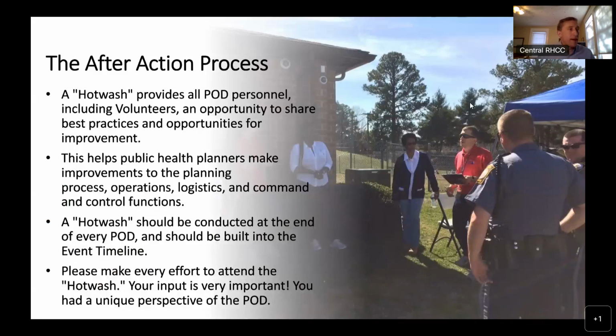And then you have the after action process. And I would really just like to stress here that if you are attending a pod, the after action meeting or the hot wash should be included as part of the event timeline. And I'll just ask that you make an effort to schedule some availability to stay behind after we shut down pod operations for 10 to 15 minutes so we can get your opinion on how things went.